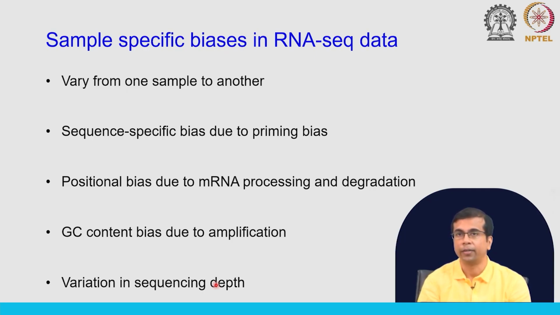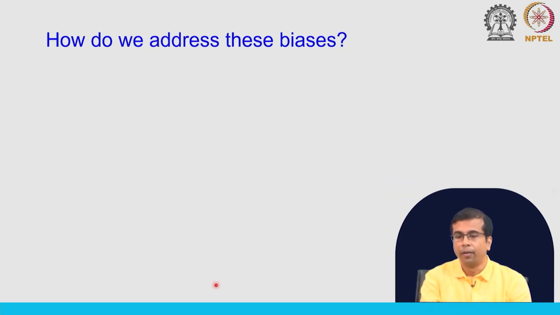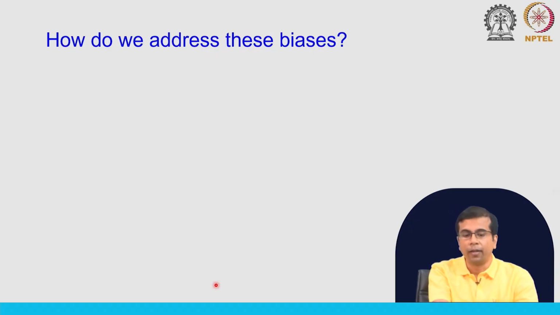This is the same across all samples, or likely to be the same. Now, the question is, how do we address these biases? So, we have understood these different types of sample-specific biases, and we need to remove these biases from the data before we actually further process the data.